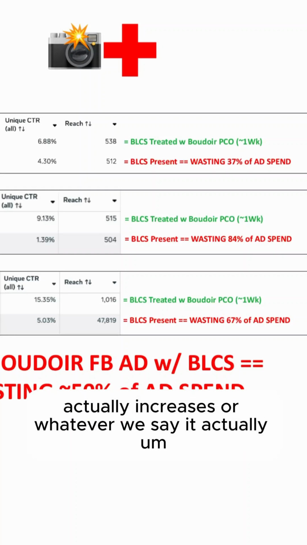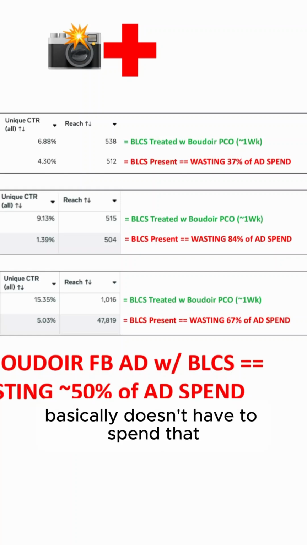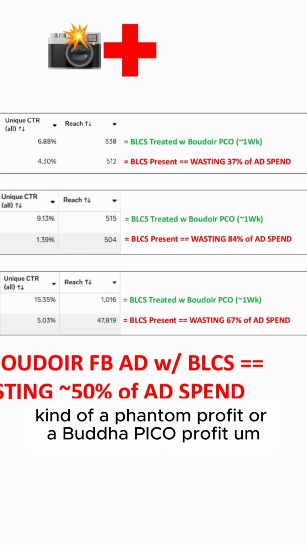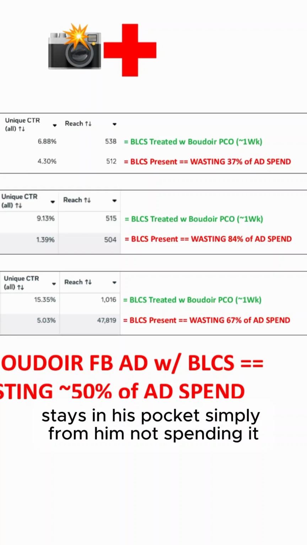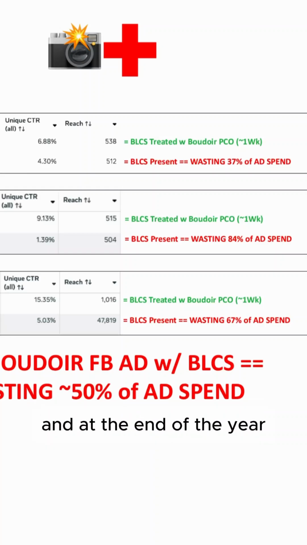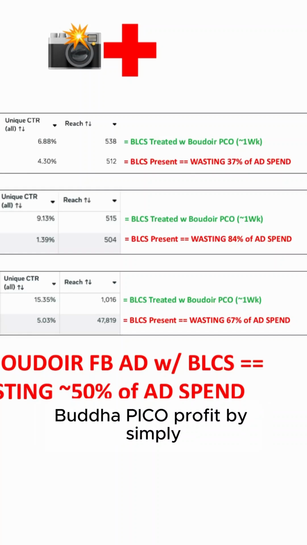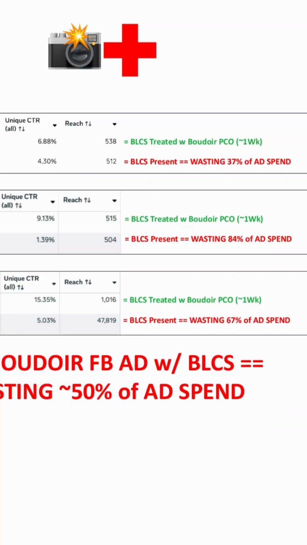And that difference, 6,700 bucks a month, he doesn't have to spend, he just simply pockets it, kind of a phantom profit or a Boudoir Pico profit. He no longer has to spend it. He pockets it every single month. It stays in his pocket simply from him not spending it. And at the end of the year, it's like 80K bonus, 80K phantom profit, 80K Boudoir Pico profit by simply running this one treatment of Boudoir Pico.